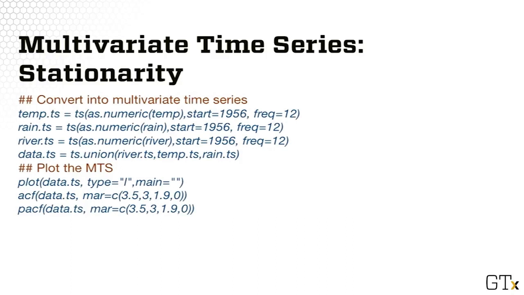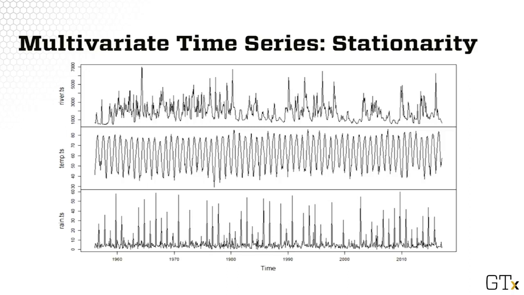Next, I convert the vectors of observations into time series using the ts command, specifying frequency equal to 12, since the data are observed monthly. Last, I plotted the time series and their auto and cross correlation plots. These are the time series plots for the three time series.